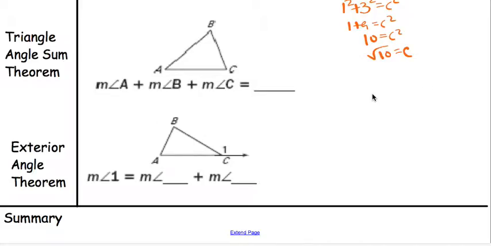In this video, we're going to go through some rules about triangles that we're going to be using to do a lot of the problems. The triangle angle sum theorem says that all three angles of a triangle always add to 180 degrees, and we've already been using that in the class kind of often.